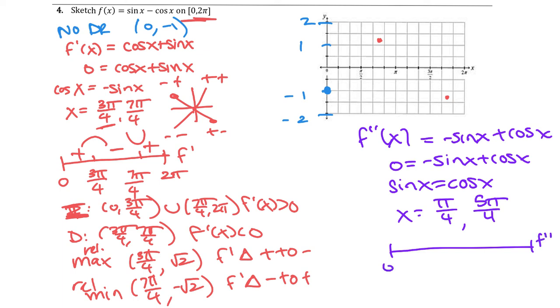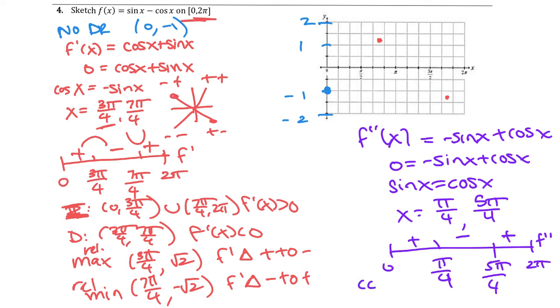So now I'm going to make a number line with my second derivative. If I plug in something between 0 and pi over 4, like pi over 6, I'm going to get something positive. If I plug in something between pi over 4 and 5 pi over 4, like pi over 2, I'm going to get something negative. And if I plug in something between 5 pi over 4 and 2 pi, like 3 pi over 2, I'm going to get something positive.